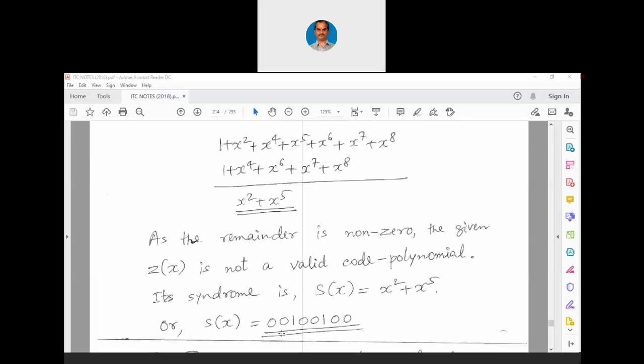S of x equals x square plus x power 5 itself is the syndrome. We can write it in the binary fashion. 0, 0 and 1, x square is present. Then again 0, 0, then x power 5 is present, 1. Next again 0, 0, x power 6, x power 7 are not present there. When they are not present, we have to write them as 0. So, now this is the syndrome vector. Now, the syndrome can be obtained there at the receiver, and through this syndrome, the position of the error can be found out and the error can be corrected.